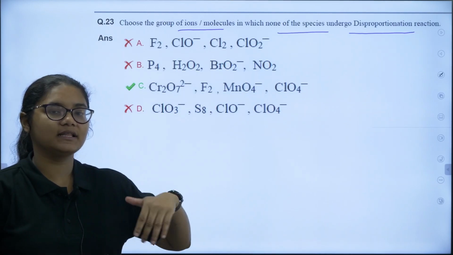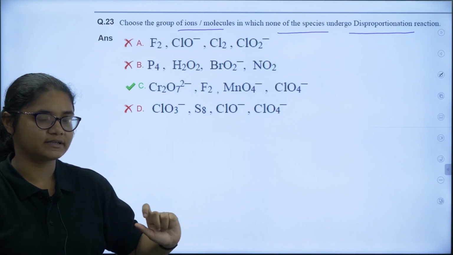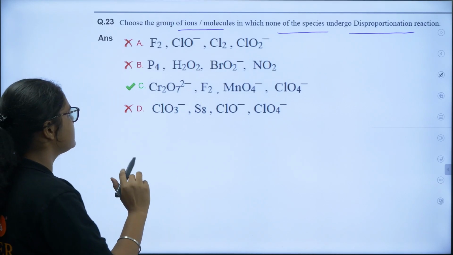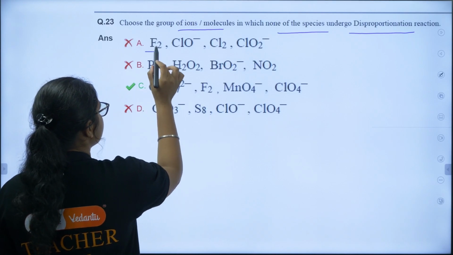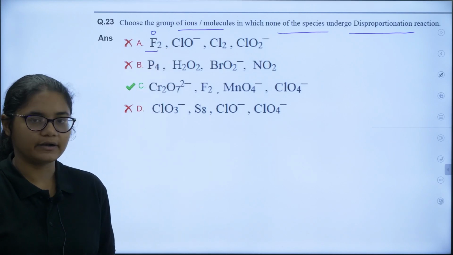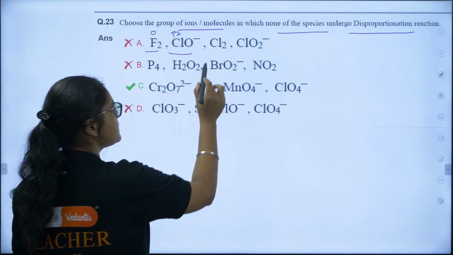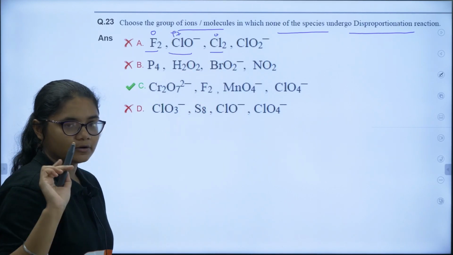So if an element is in the highest oxidation state or in the lowest oxidation state, then it cannot undergo disproportionation reaction. Now if you see the first one, F2 is in 0, it can undergo only reduction. This one is in +7, it can undergo only reduction. Cl2 is 0, it can also undergo only reduction.